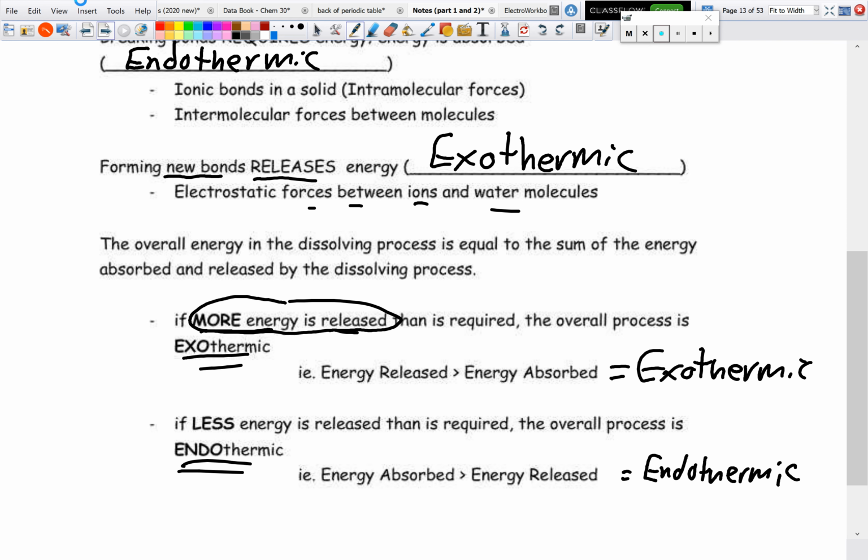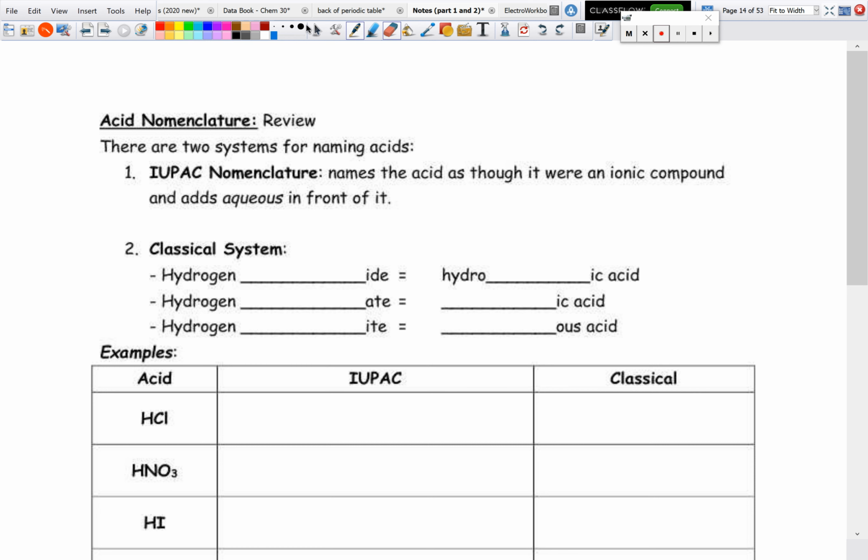Now, last little topic for this, just on qualitative analysis, is we are going to have our own little section on acids and bases, but where we are dealing with stuff in solution, we are going to have to review some of the acid nomenclature. And we've done this when we did the Science 10 review, so now it's just a little reminder that this exists.